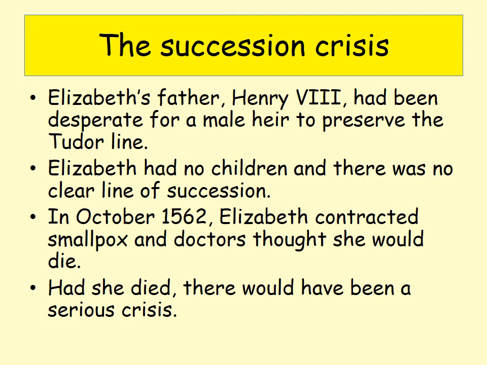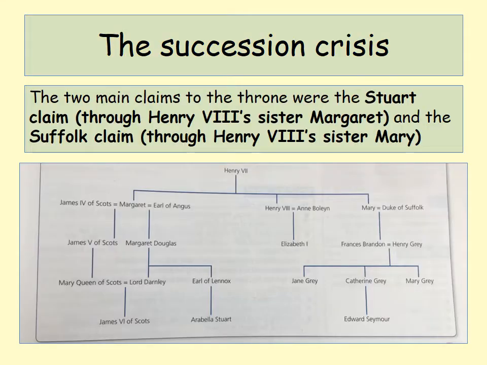So this led to obviously a succession crisis. I've talked about the fact that Elizabeth had contracted smallpox, so by the 1560s, 1570s, 1580s, she's got no children. There's no heir. This causes a crisis in England at the time. And really to understand this, and we'll return to this topic in a bit more detail, we'll look at Mary Queen of Scots in more detail, but there are essentially two main claims to the throne.